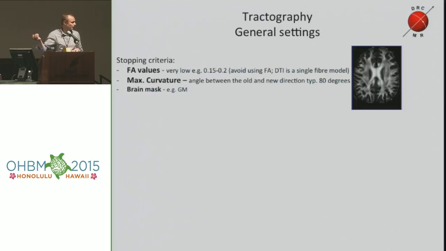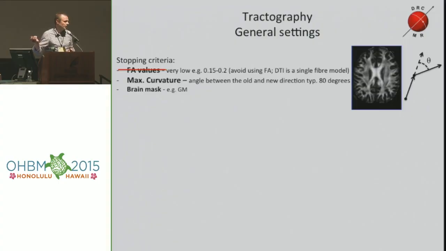So when we set up tractography, there are some general settings. There are some stopping criteria. When should we stop projecting a streamline? That is often done with FA values, where you should use low FA thresholds. But the problem is that the FA is based on a single fiber model. If we use a multi-fiber model, then a single fiber model should not constrain a more advanced model. So that's not really optimal, and I suggest that you try to avoid using FA values as a stopping criterion.